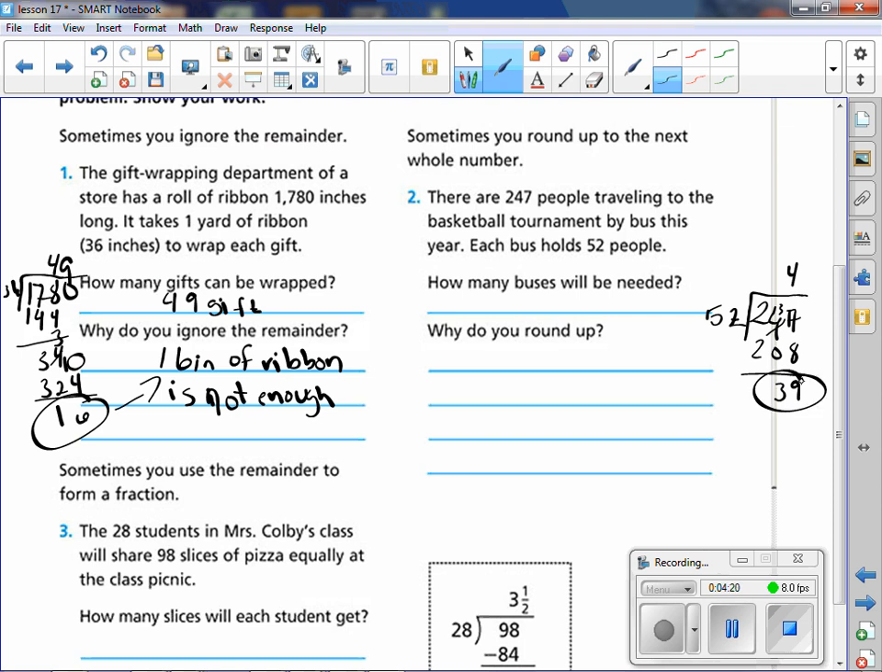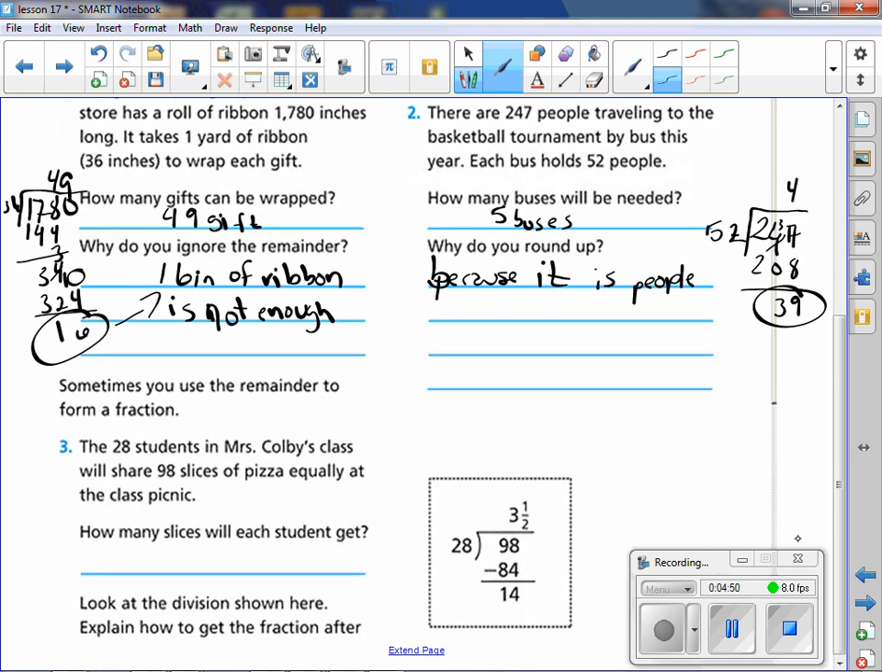What do you do with them? Well, you need to bump it up. We need to have 5 buses then, because those 39 people need to get on a bus. So we round up because the remainder represents a number of people, and people need to ride on the bus. So round up because it's people. Ooh, that's supposed to be a B, not a P, because it is people. And they need to get on a bus. You can't leave them behind. Okay, so let's look at the next one.